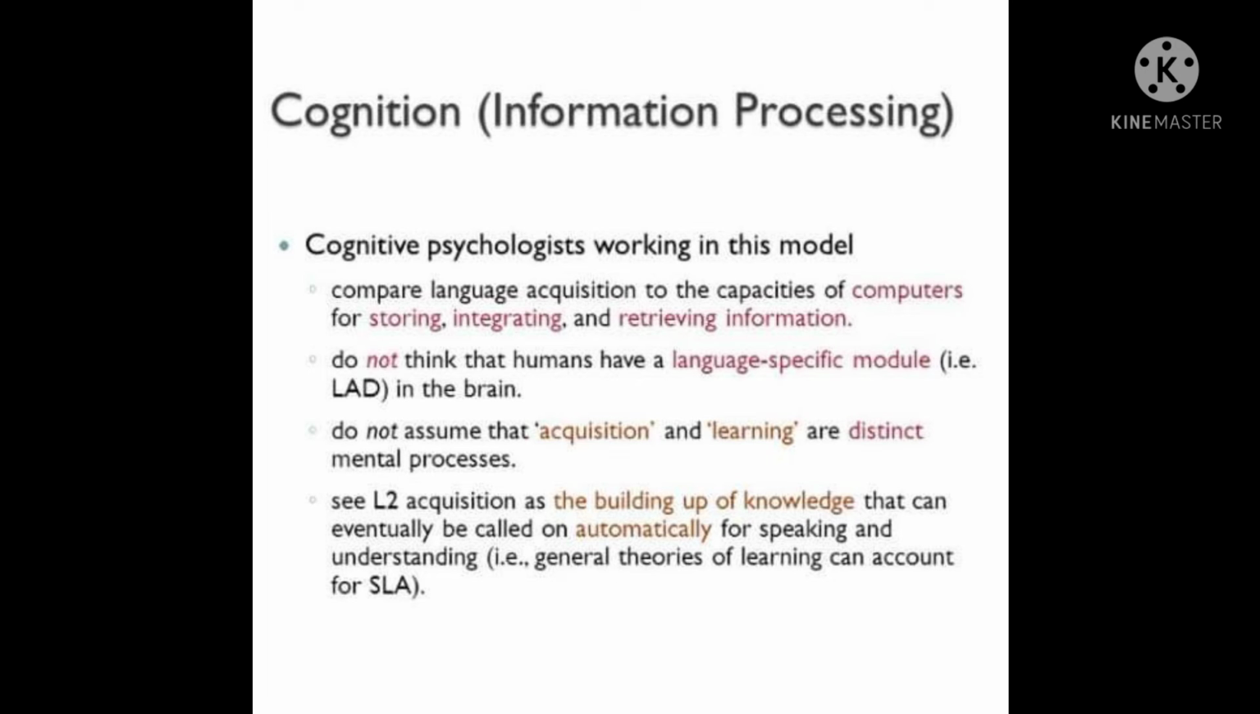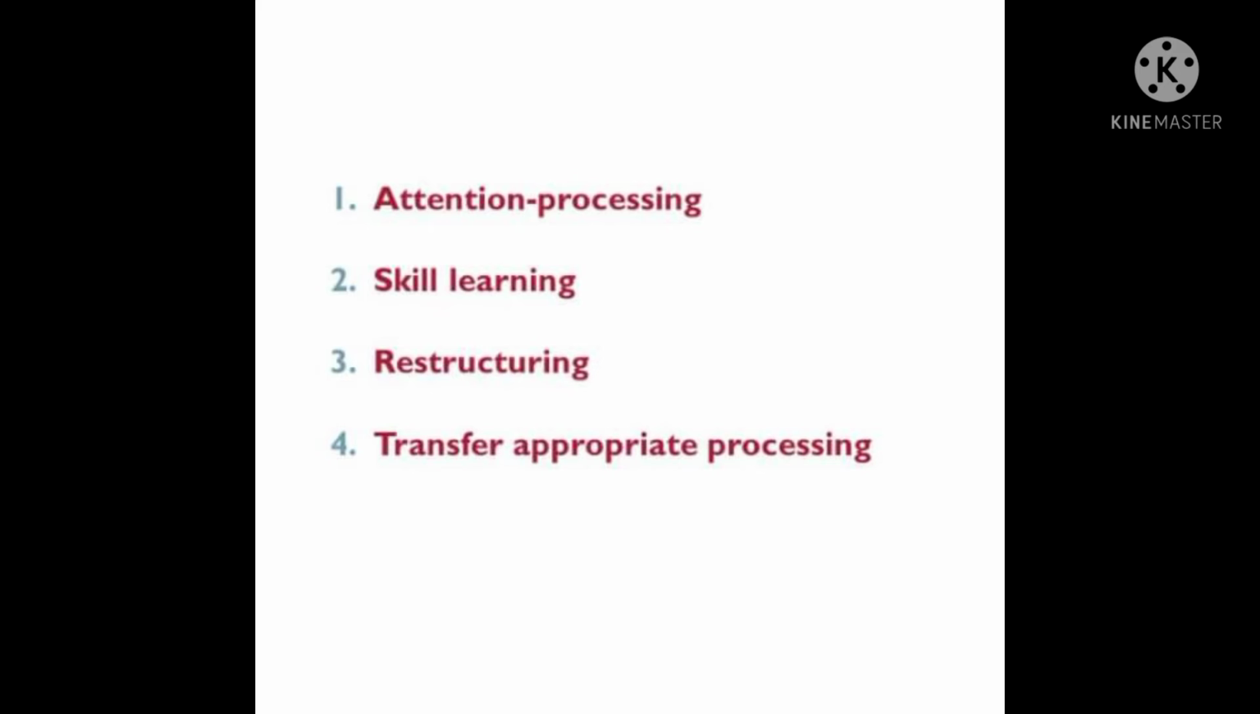Cognitive information processing. Cognitive psychologists working in this model compare language acquisition to the capacities of computers for storing, integrating, and retrieving information. They do not think that humans have a language-specific module, for example an LAD, in the brain. They do not assume that acquisition and learning are distinct mental processes. They see L2 acquisition as the building of knowledge that can eventually be called automatically for speaking and understanding. Let's talk about attention processing, skill learning, restructuring, and transfer appropriate processing.